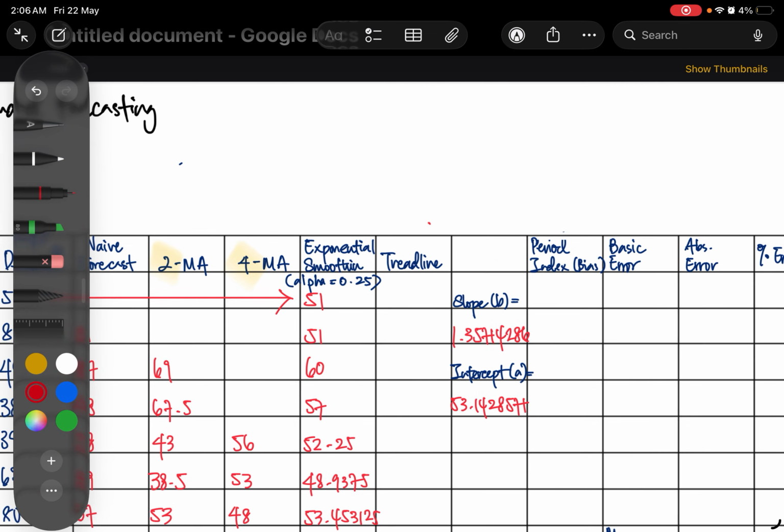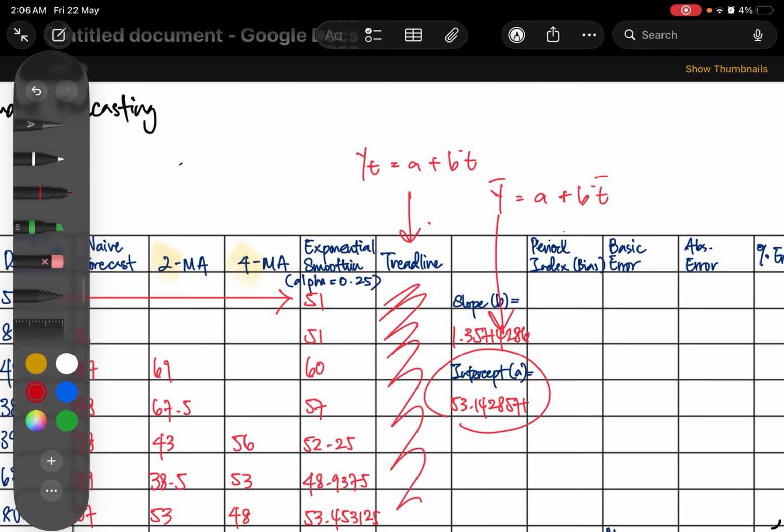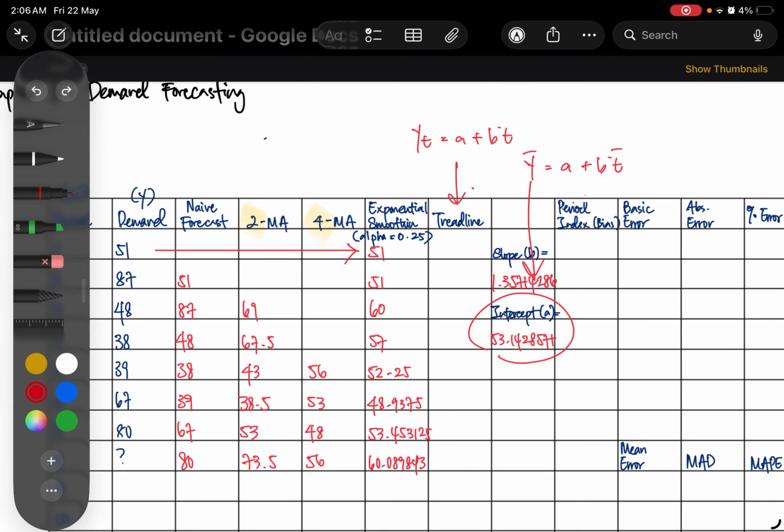So the trend line formula is y(t) equals a plus b times t. But when you're trying to find the intercept, the formula is y, the mean of the demand, equals a plus b times t, the mean of the periods. Okay, so remember that. As you can see here, it's blank, and we need to do something about that.